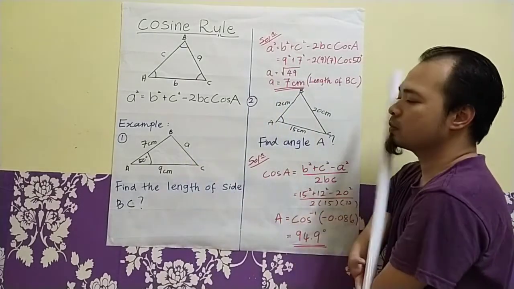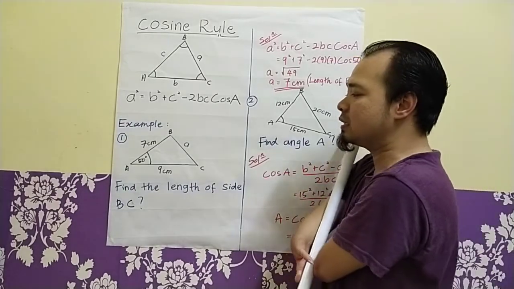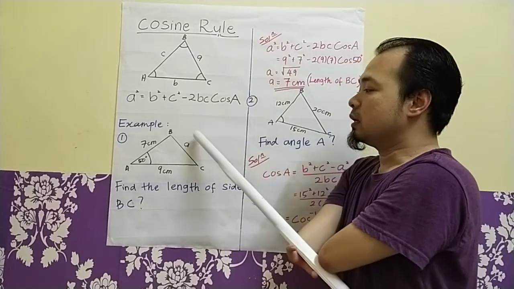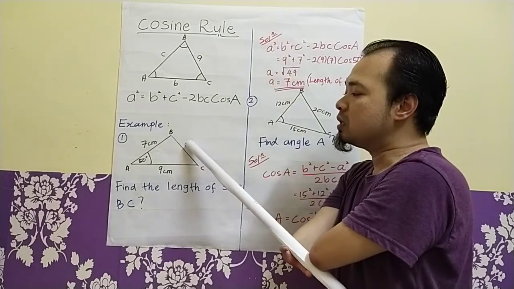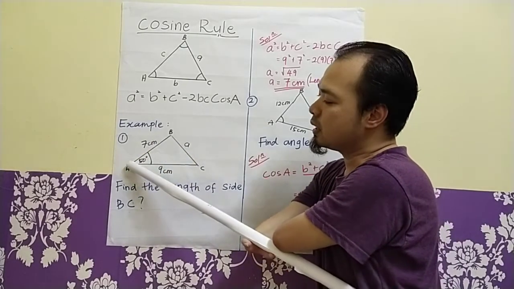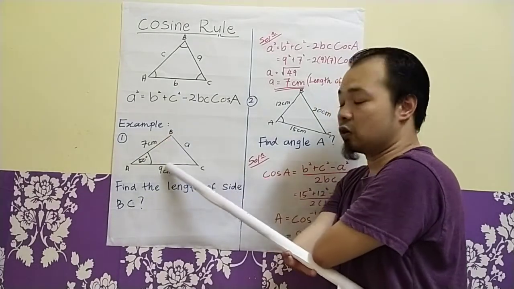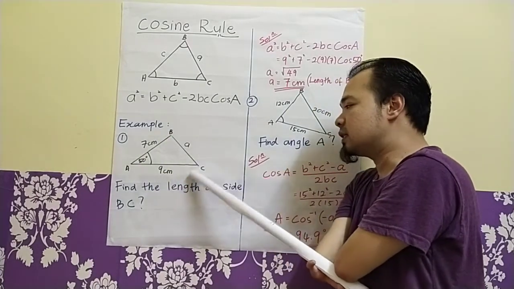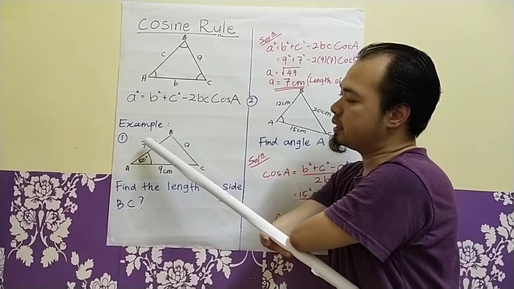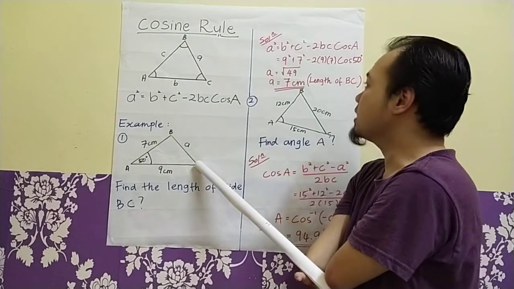First of all, before you answer any kind of question related to the non-right angle triangle, rule number 1, you must remember to label the side properly. What does it mean by label the side properly? Meaning that the opposite of angle A we call a, the opposite of angle B we call b, the opposite of angle C we call c. So this 9 is b, this 7 is c. Clear so far? Now let's continue.